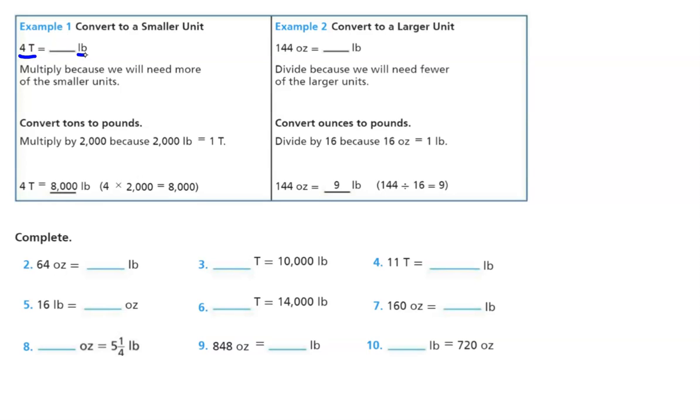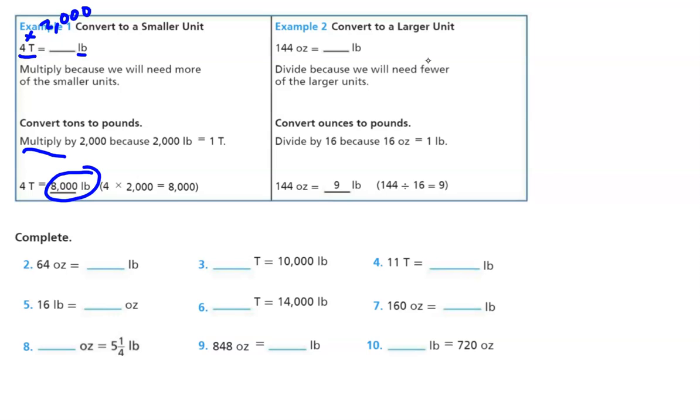So because of that, you just have to take your 4 tons and we are going to multiply it by this larger number. So there are 2,000 pounds in a ton. So if I had 4 tons, that's just going to be 4 times 2,000, which will give us 8,000. Okay? The opposite of that, however, is if you're converting to something that's larger.